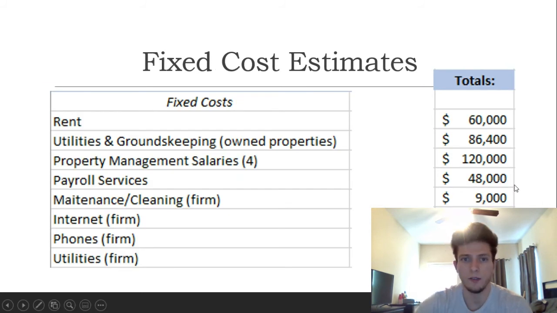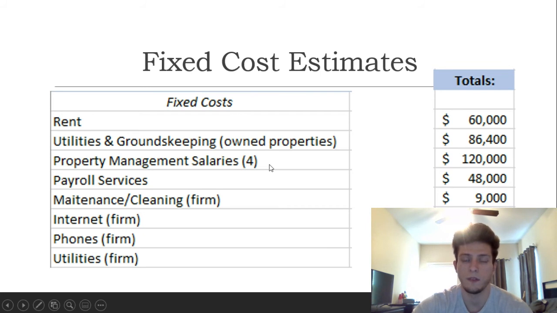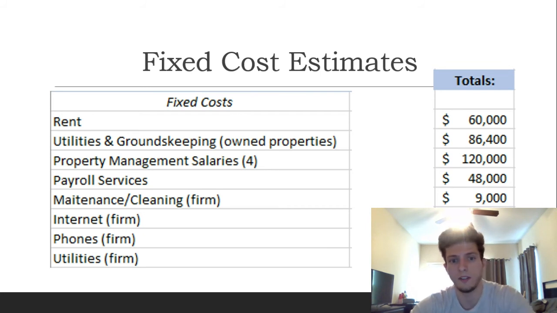Then I started looking into the fixed cost estimates. So I have the rent just for our actual brokerage, like for our firm itself. And then I added in utilities and groundskeeping for the owned properties, for the houses and the apartments. That can obviously be negotiated with concessions and stuff, but I just wanted to add that in there.